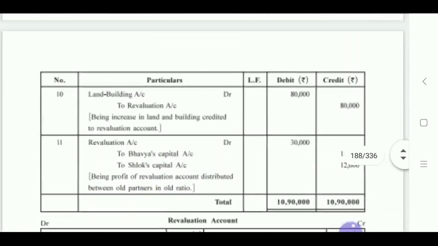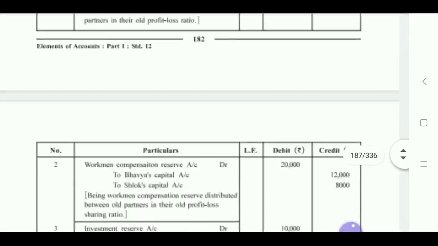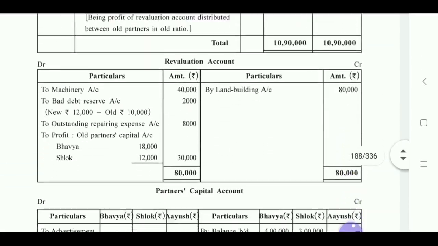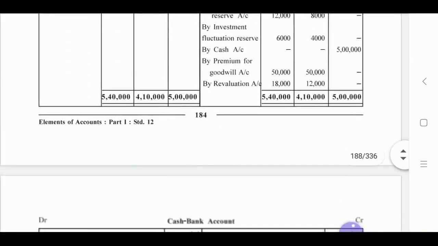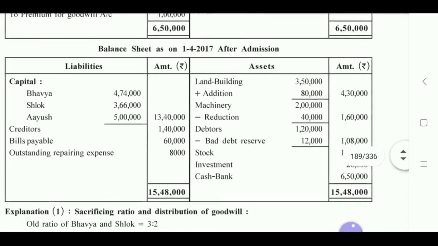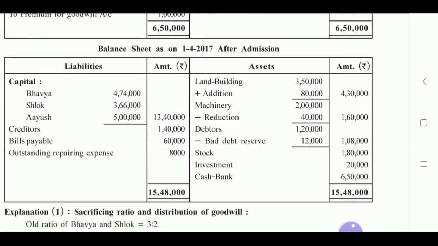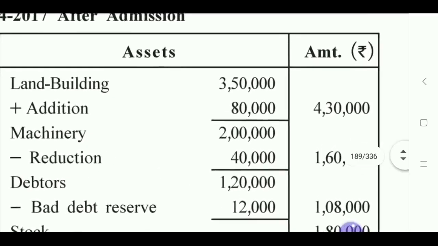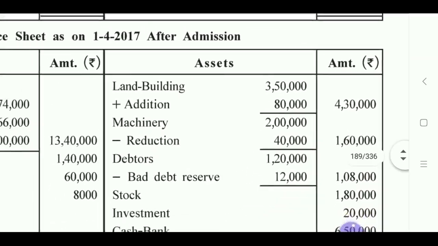Then the next adjustment, no, I forgot to mention the new value. I'm sorry for that. Yes, let us check the new value. Land and building, you can see the book value is 3,50,000 and 80,000 addition, that is increase. Whenever the value of an asset increases, it is to be added, and whenever it decreases, it is to be deducted. So the new value is 4,30,000. Okay.